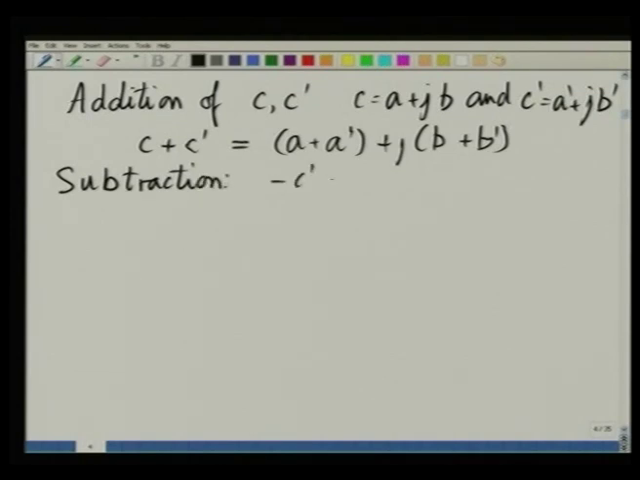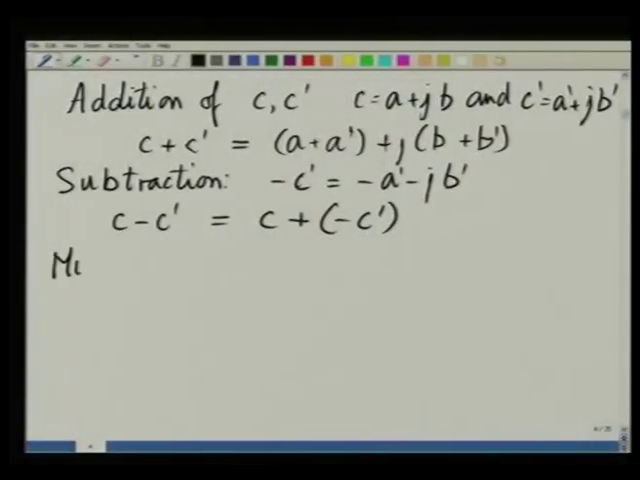Minus c prime is defined as minus a prime minus jb prime. This is the first stage of defining subtraction, and subsequent to this we will say that c minus c prime is simply c added to minus c prime. No big deal. Clearly, subtraction is also easier to do if we use rectangular coordinates. Coming to multiplication and division, the scene is a little different.